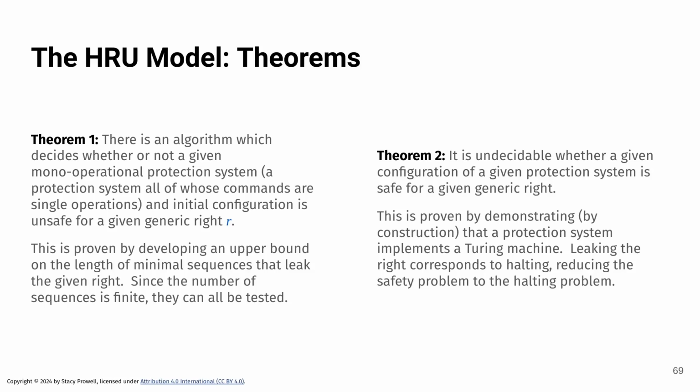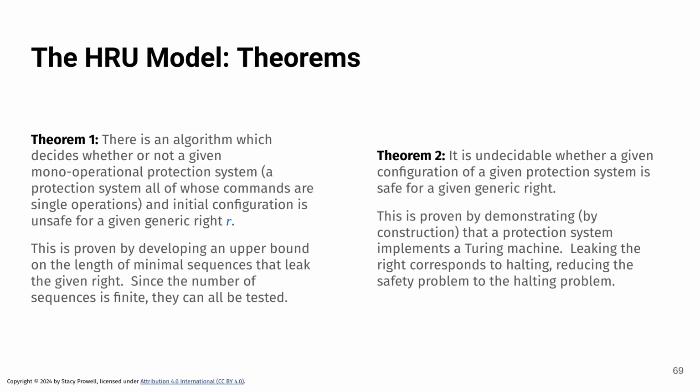So maybe I can't encode any old Turing machine into a protection system, but I can, and they explain how to do it. You might object and say, well, Turing machines have unbounded tape. Well, so does the protection system. I can just keep adding objects all day long, which creates new cells in the matrix.